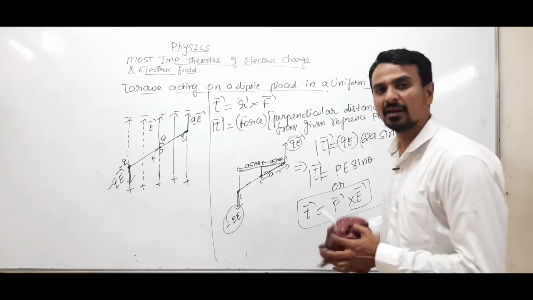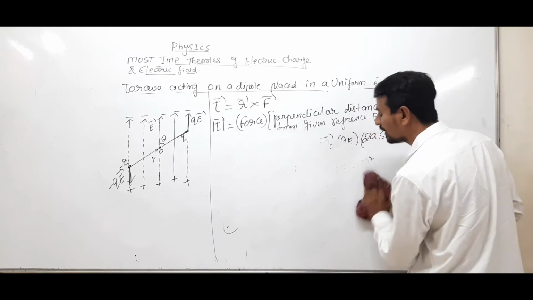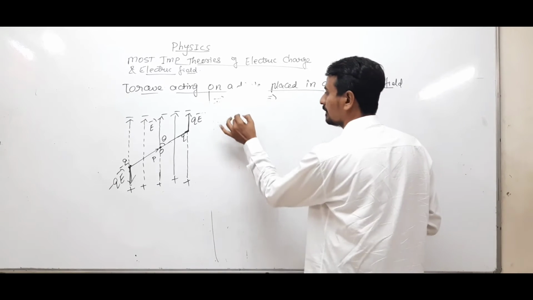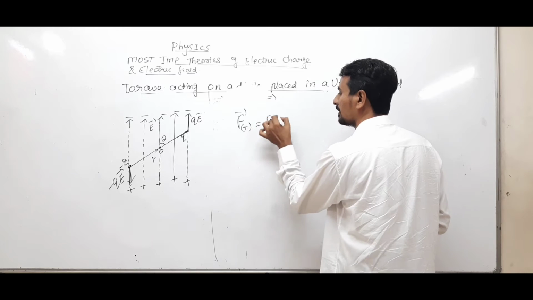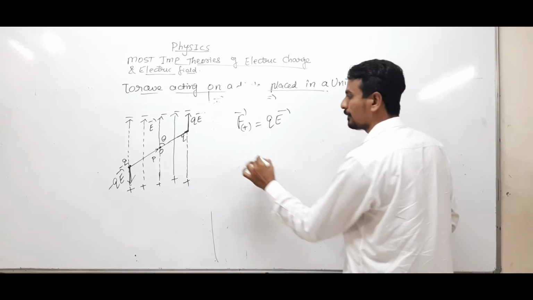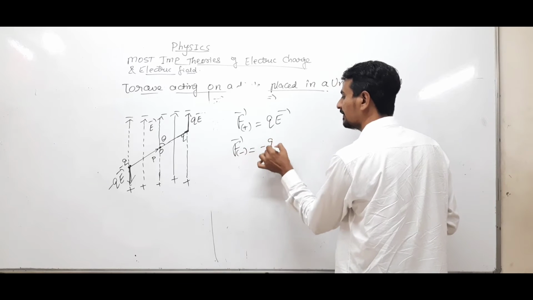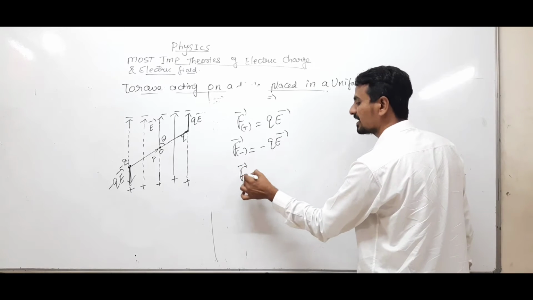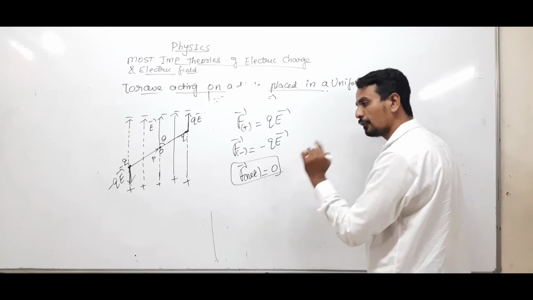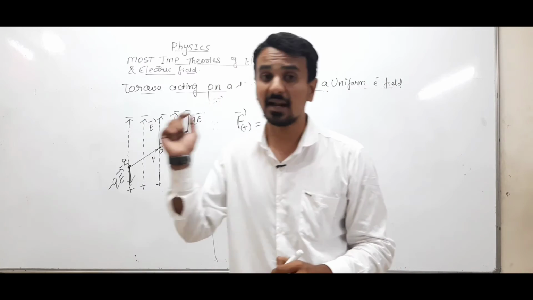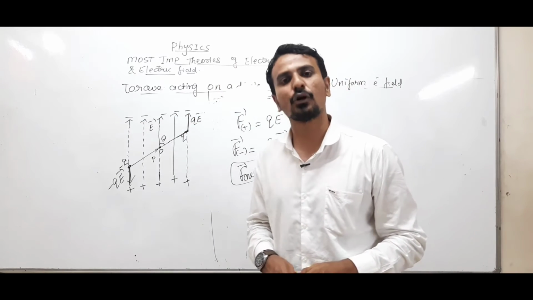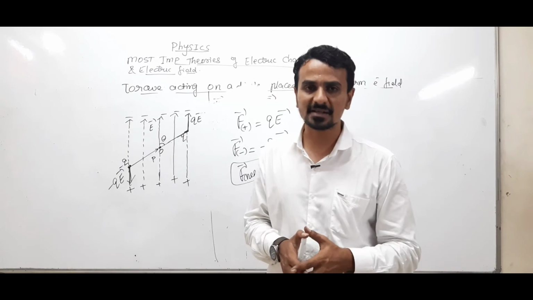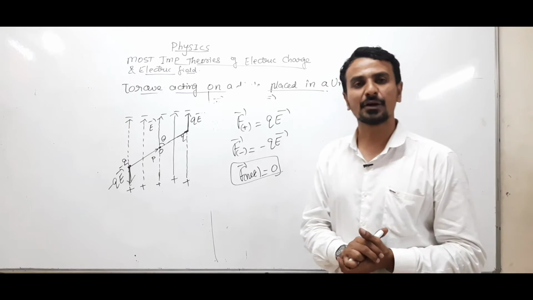Force acting on a dipole will be 0 when it is placed in a uniform electric field, because force on positive charge is QE, in the direction of electric field, and force on negative charge will be minus QE, in the direction opposite to electric field. So net force acting on the dipole will be 0. But torque acting on the dipole placed in a uniform electric field may or may not be 0. So this will be your answer for the torque acting on a dipole placed in a uniform electric field.